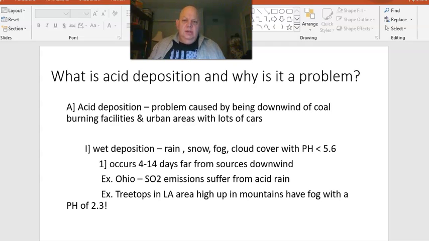So what is it exactly? Well, here's the thing. Acid deposition is caused by being downwind of coal burning facilities and urban areas with lots and lots of cars. There's wet deposition, where we can talk about rain, snow, fog, cloud cover with a pH of below 5.6.